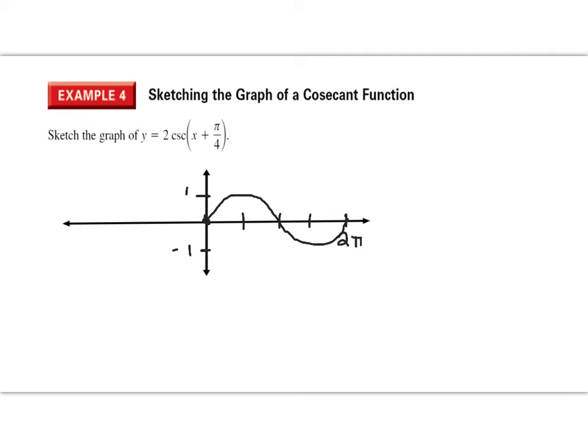Now, I need to do a few things. The 2 is my amplitude. And then x plus pi over 4 means it's going to move it to the left by pi over 4. Okay, so maybe we should mark this stuff. This is pi. This is pi over 2. This is 3 pi over 2.